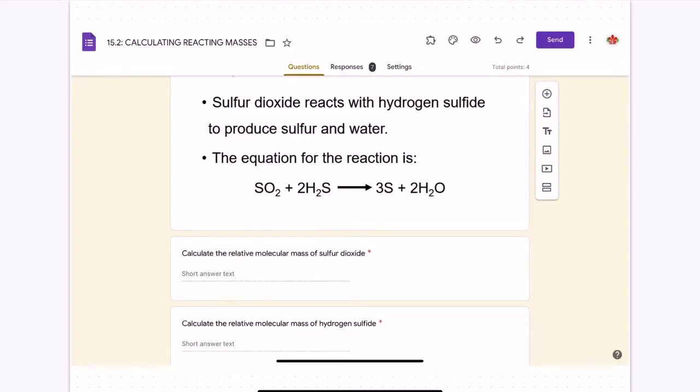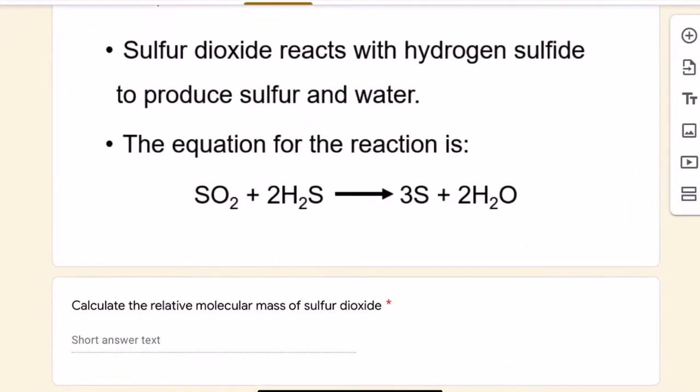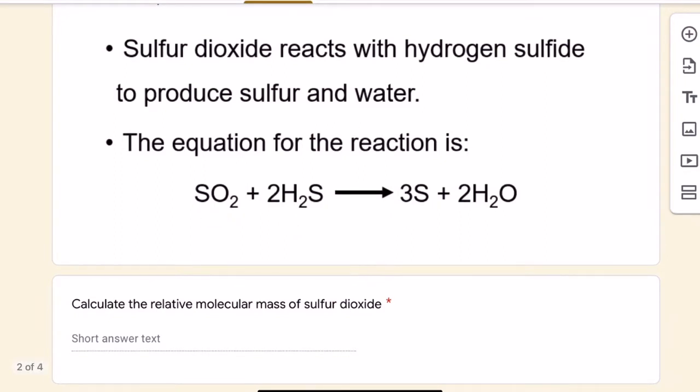So let's get started. Sulfur dioxide reacts with hydrogen sulfide to produce sulfur and water. So you can see the equation is already stated here. Calculate the relative molecular mass of sulfur dioxide. So which one is sulfur dioxide? Refer to the question, sulfur dioxide, so is this one.